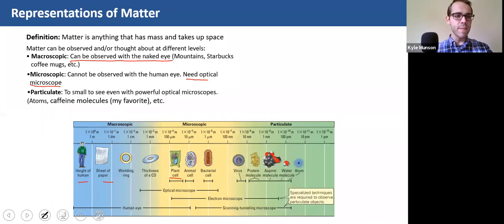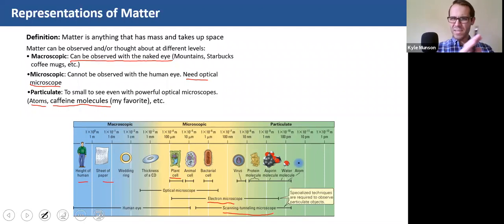So then finally, there's the particulate level. These are things that are too small to see, even with a powerful optical microscope. So for example, atoms, caffeine molecules, all right? My favorite, these are things, again, that need specialized techniques to see them, like electron microscopes, scanning tunneling microscopes, because they're too small to see even with an optical microscope.